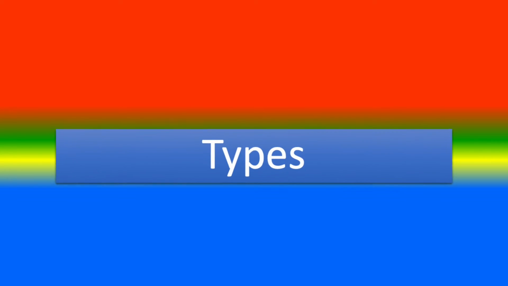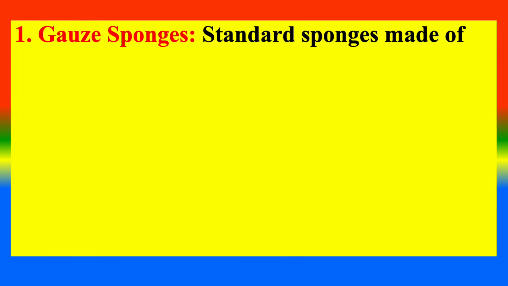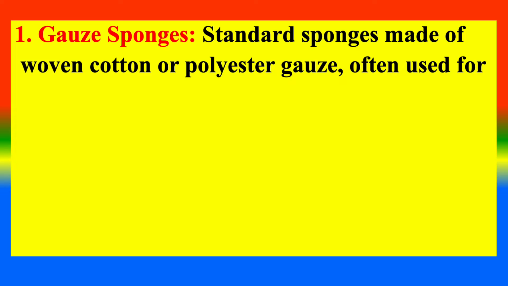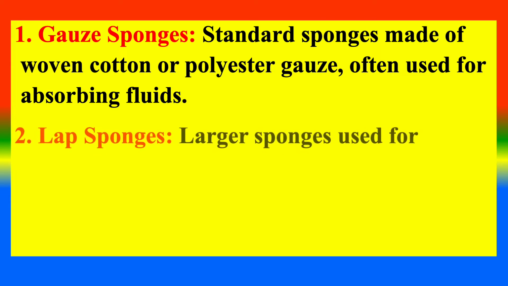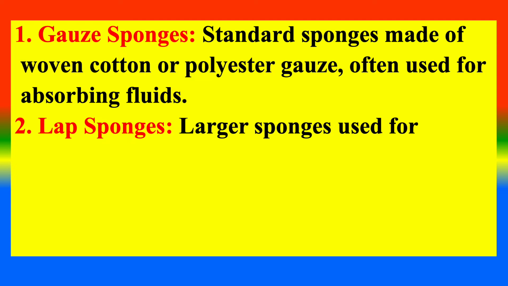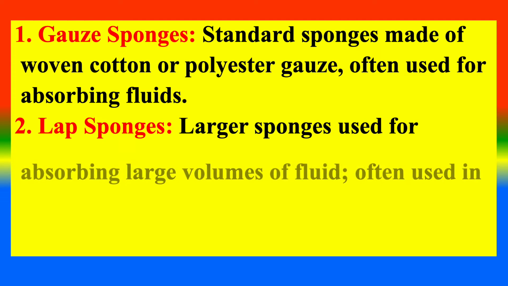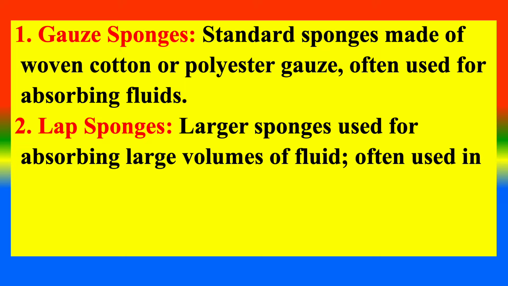Types: 1. Gauze sponges, standard sponges made of woven cotton or polyester gauze, often used for absorbing fluids. 2. Lap sponges, larger sponges used for absorbing large volumes of fluid, often used in abdominal surgeries.